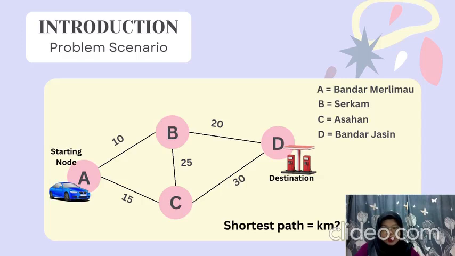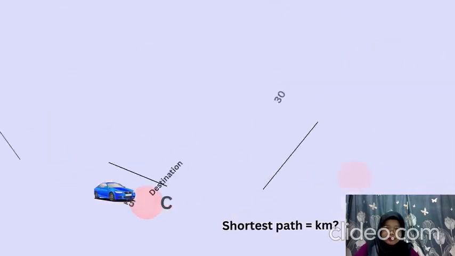Based on the example of the graph representation, node A represents Bandar Malimau, B as Serkam, C as Asahan, and D as Bandar Jasin. The weightage for each node to node is shown in the graph. Hence, with all the information provided, what is the shortest path to the destination?